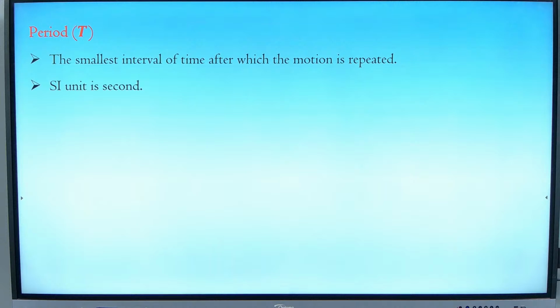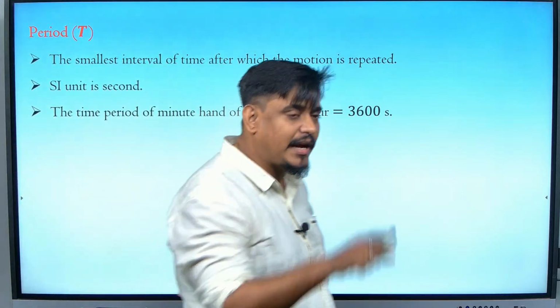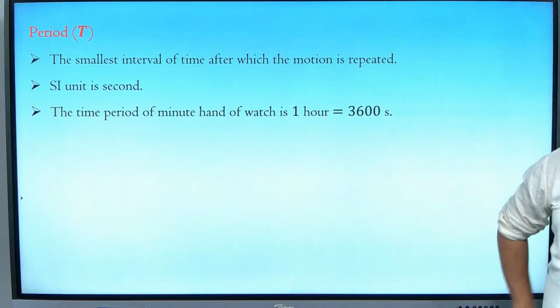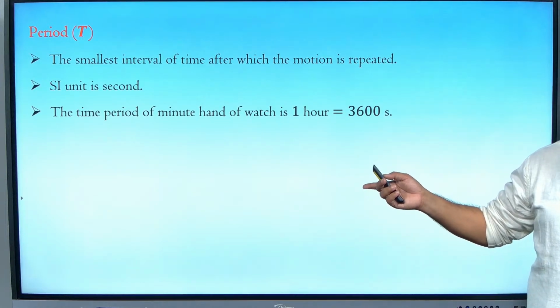So what will be its unit? Obviously seconds, time will be in seconds. And the example they have told: if you see a minute hand, what will be its time period in seconds? Minute hand takes 60 minutes, isn't it? 60 minutes means 60 into 60, how much? 3600 seconds. If I ask you what is the time period of a second hand, what will be your answer?